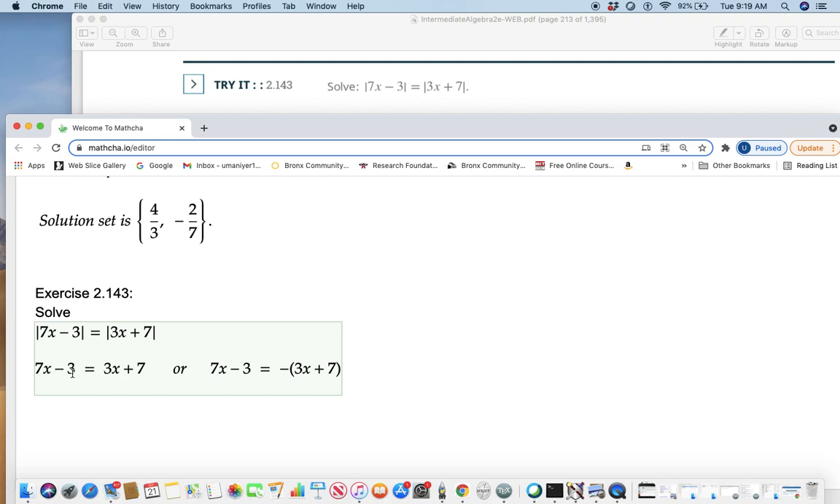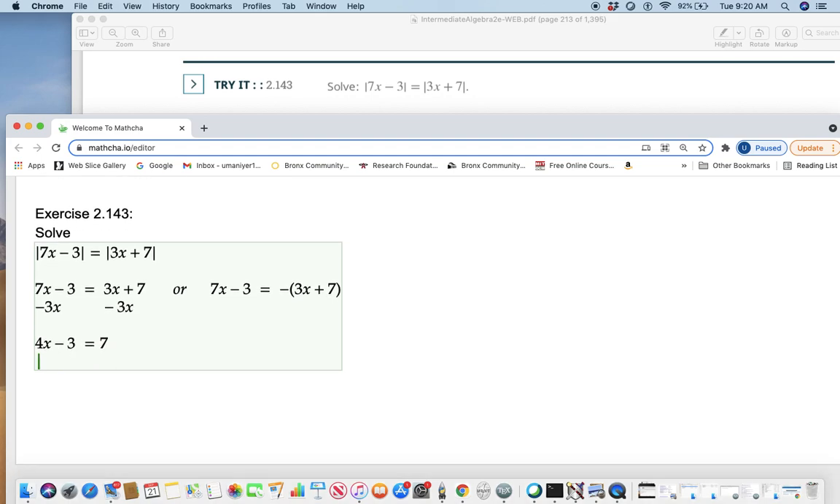At this point, I will solve the first equation. Move the 3x over here by subtracting 3x from both sides. That gets you 7x minus 3x, which is 4x, minus 3 equals 3x minus 3x cancels. You have a 7 over here. Now, add the 3 to both sides. Okay, the opposite of subtraction is addition. Subtraction and addition cancel. 4x equals 10.